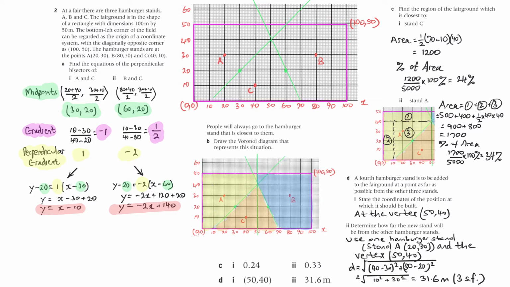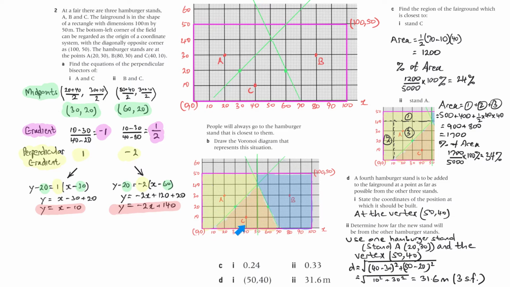Okay, great. Let's have a look at C. Find the region of the fairground which is closest to stand C. Well, stand C is here. Okay, it says find the region. So they're actually asking for the percentage of the entire area. How much of that area is cell C or region C?